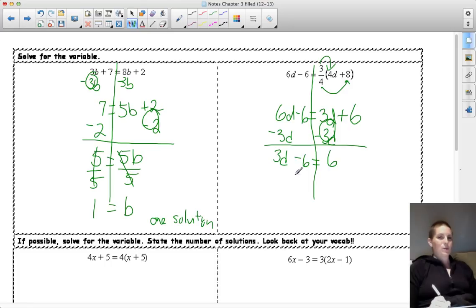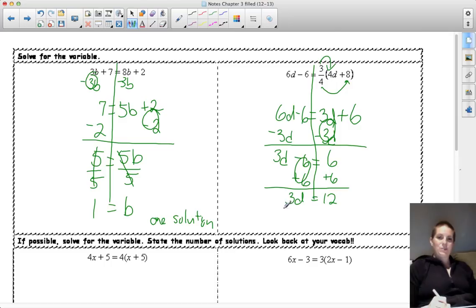We have a two-step equation. We should be getting really good at these if we weren't already. We add 6 to both sides. Add 6. 3D plus 0 gives me 3D. 6 plus 6 is 12.